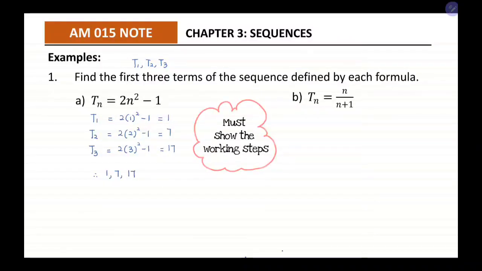Question B. Given Tn equals n over n plus 1. So same, we find T1. We substitute 1, then we get 1 over 2. We find T2. We substitute 2 into n. We solve, then we get 2 over 3. And last, we find T3. We substitute 3 into n. Then we solve, we get 3 over 4. Then we conclude the first 3 terms are 1 over 2, 2 over 3 and last 3 over 4.